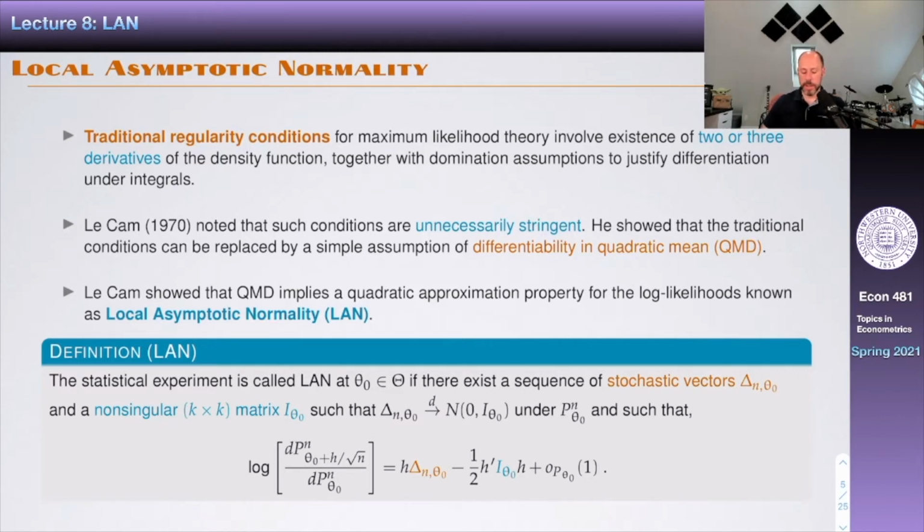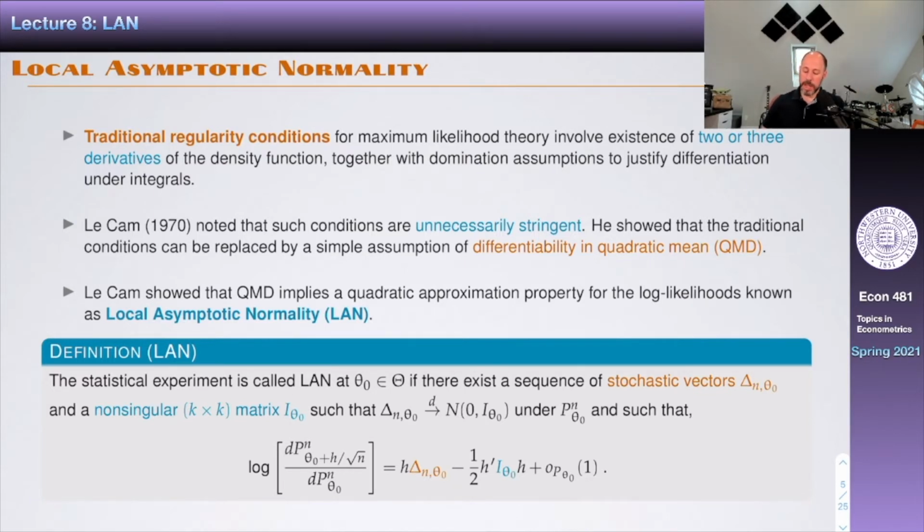So what is that? Well, here's the definition. The statistical experiment is called locally asymptotically normal at theta naught if there exists a sequence of stochastic vectors, delta n theta naught, and a non-singular k times k matrix I theta naught, such that delta n theta naught converges in distribution to a normal with mean 0 and variance I theta naught under p theta naught, and such that the log likelihood ratio of this model has this representation, where the first part is exactly what the log likelihood ratio of a normal location model looks like, and the second part is a remainder that goes to 0 as n goes to infinity.